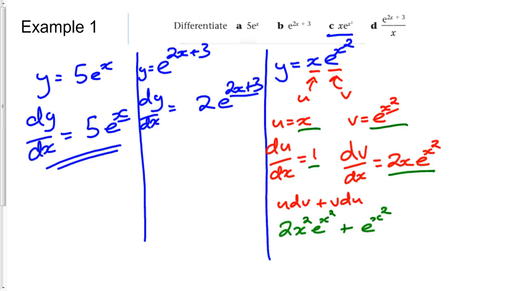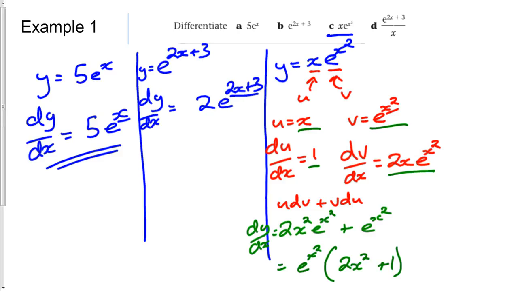And just like with the quotient rule or the product rule, getting to this point is going to be worth the most amount of marks. Then what you can do is tidy it up a little bit. So this is what dy by dx equals. And then you can tidy that up by factorising it. So if you factorise out e to the x squared, that goes to 2x squared plus 1.